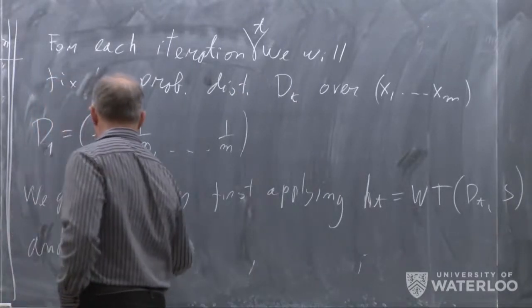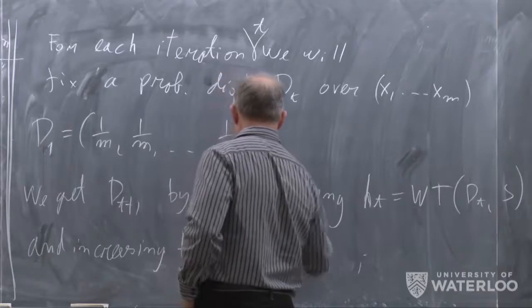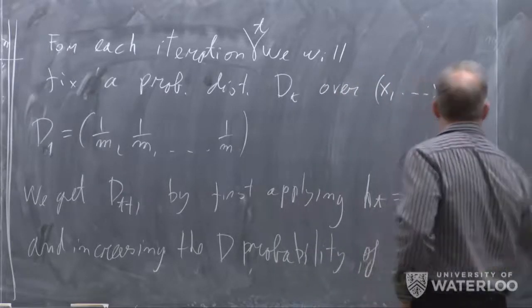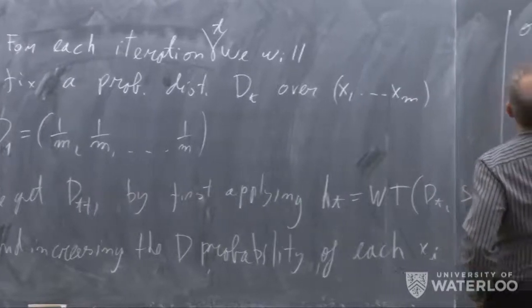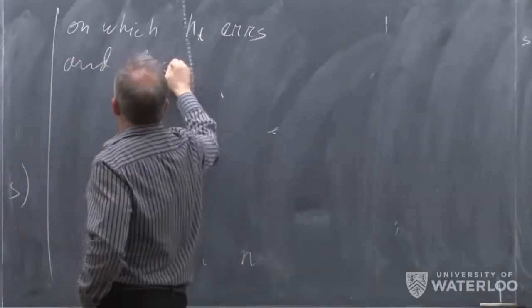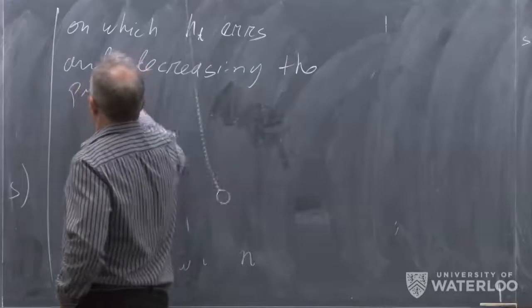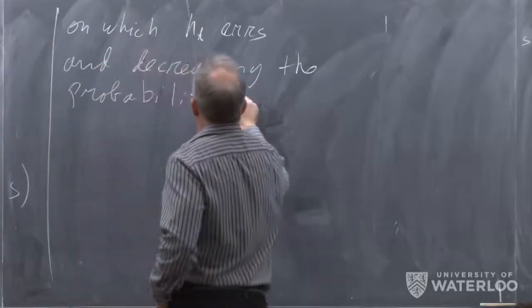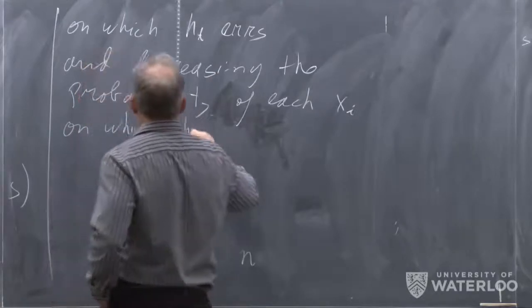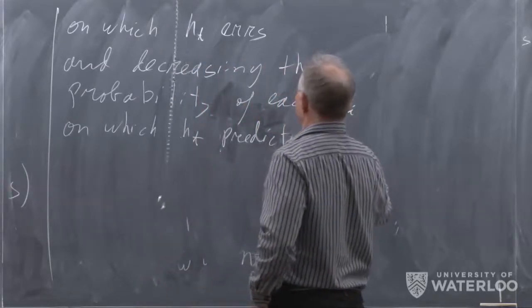increasing the weight, the probability, of each x_i on which h_t errs, and decreasing the probability of each x_i on which h_t predicts y_i.